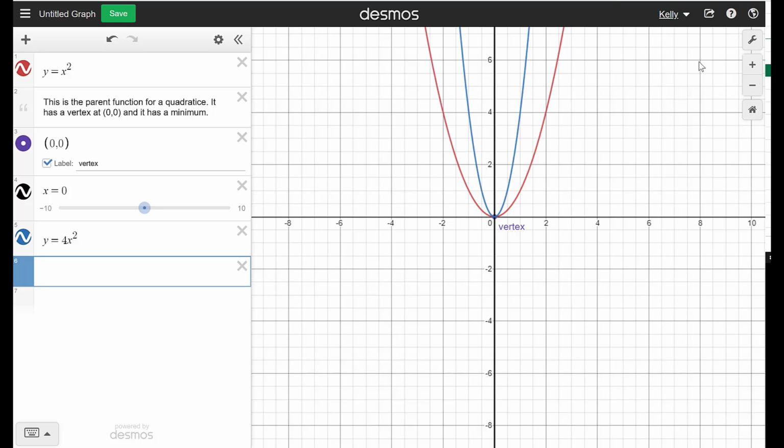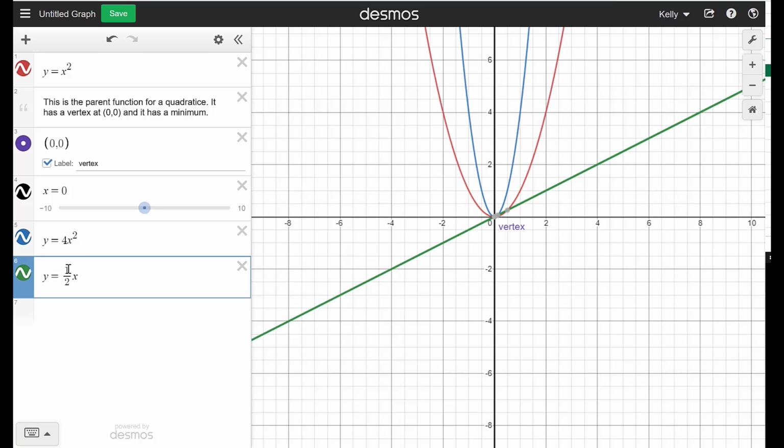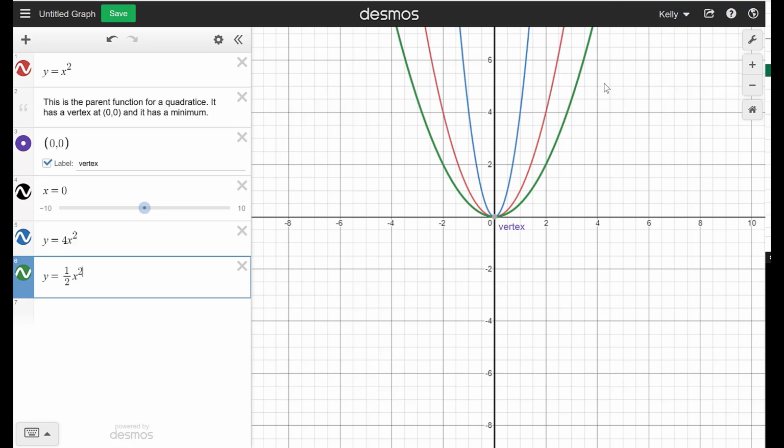Okay, and so now it wants you to do one where you compress it vertically. Well, that takes a fraction. So let's just do y equals 1/2 x squared. There's a vertical compression because here's our original and it compresses to go out wider, okay? Whereas our vertical stretch pulls in and is going vertically skinnier, I guess, for lack of a better term off the top of my head right now.